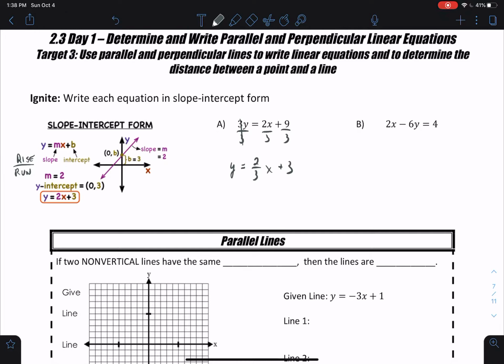In b, the first step I have to do is subtract the 2x from both sides, because that's going to give me negative 6y equals negative 2x plus 4. Now I'm going to divide everything by negative 6, and I'll get y equals 1/3 x minus 2/3. So just make sure we remember how to get equations into slope-intercept form.